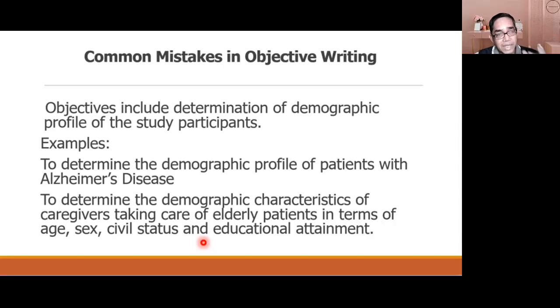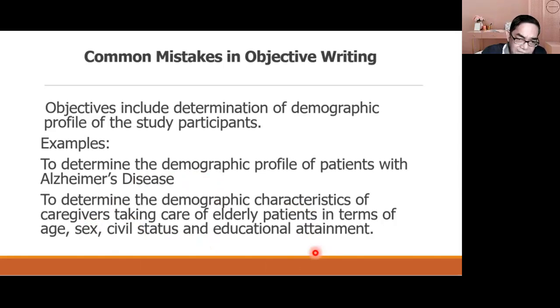As a matter of fact, we cannot put an objective that I did not put in the problem that I have identified. When you start writing your introduction, you will have to put there the problem that you have identified. That is the problem that you want to solve, the problem that you want to address. And therefore, the objective of my study will try to address the problem that I have identified. And determination of the demographic profile is not part of that.